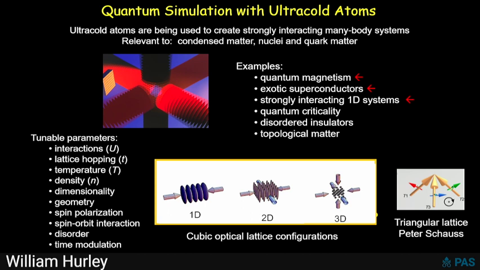There are many examples that people are looking at right now: quantum magnetism, exotic superconductivity, strongly interacting 1D systems. The first and the third are topics that I'll discuss here. Also quantum criticality, disordered insulators, topological materials, et cetera. And there's just an incredible number of things that we can vary in pursuit of the realization of this particular model.